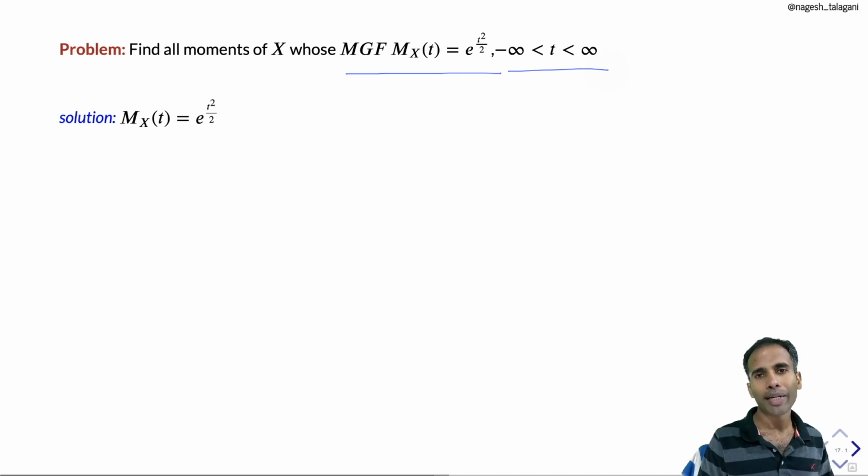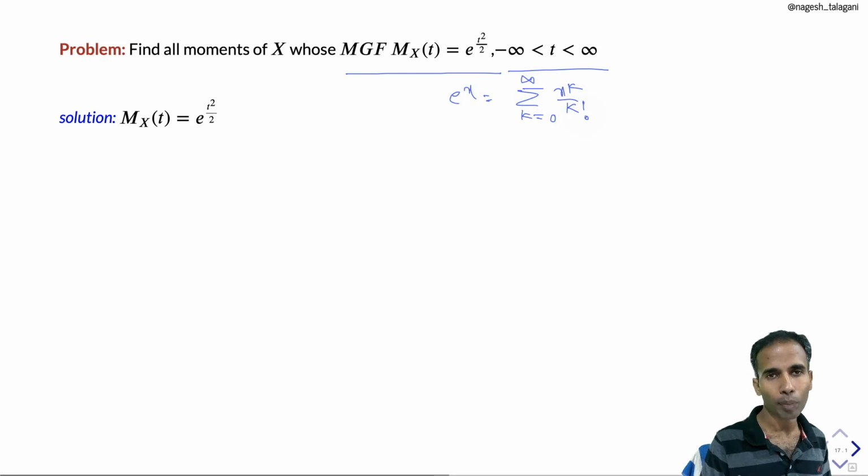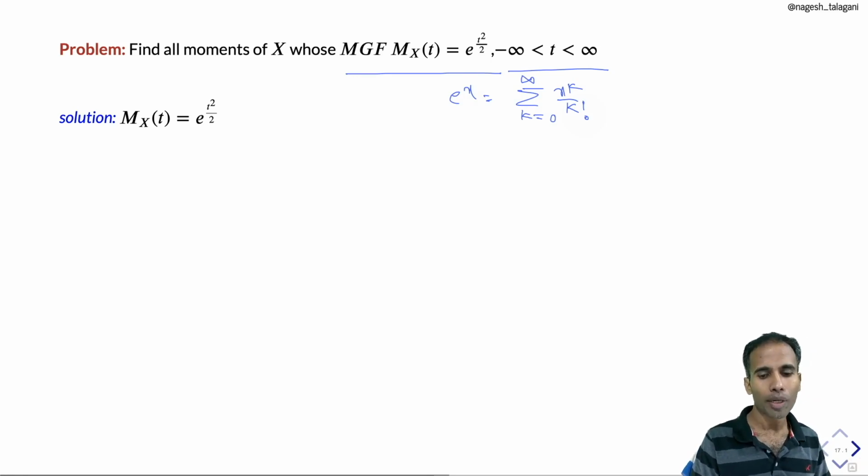First we want to write down the Maclaurin series expansion for e to the power t square by 2. We know that the Maclaurin series expansion of e to the power x is summation k equal 0 to infinity x to the power of k by k factorial. This is the Maclaurin series expansion for e to the power x. Now we should be able to write down the Maclaurin series expansion for e to the power t square by 2 simply by plugging t square by 2 in place of x.